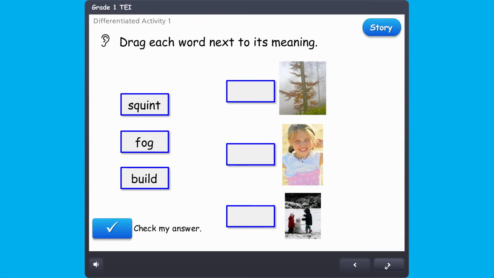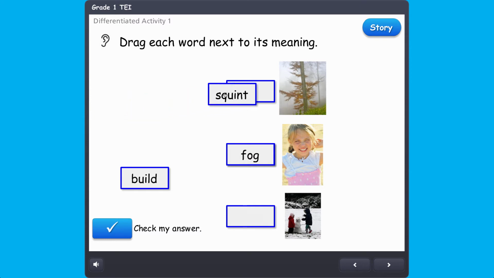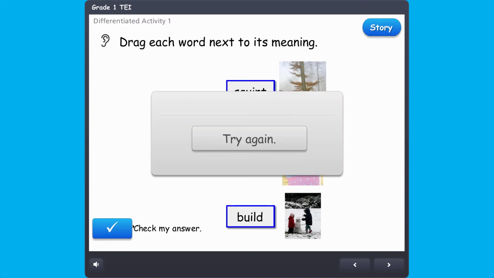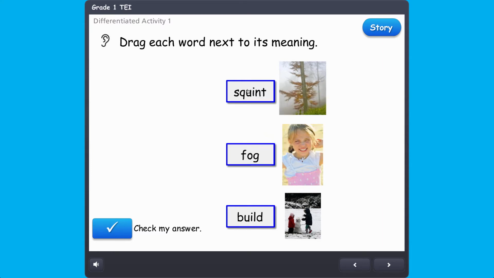This TEI comprises 4 differentiated activities. The first differentiated activity is the simplest. Students are asked to just drag the word next to the picture that shows the meaning. The feedback is simple and always positive.